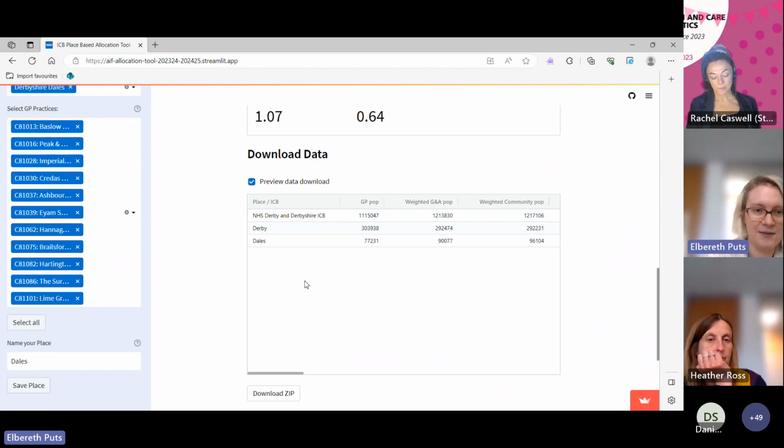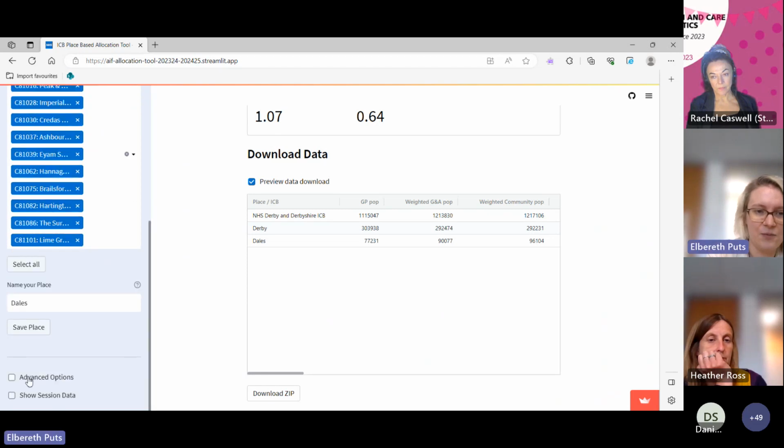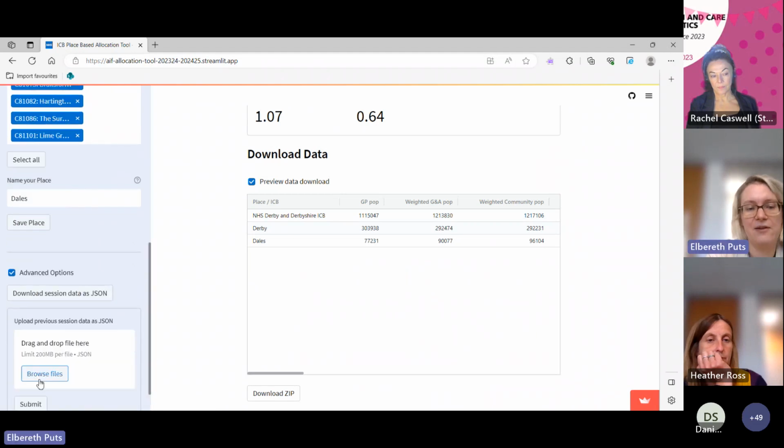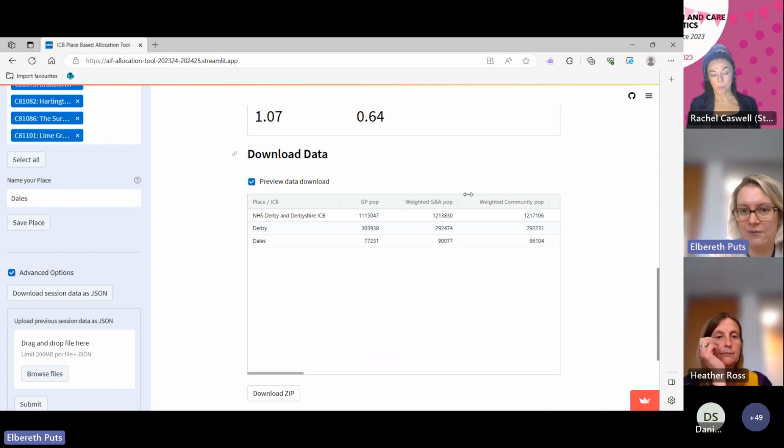And this JSON can be uploaded later if you return, under advanced options. You can just drag and drop it here or browse files, and you would basically return to this window.